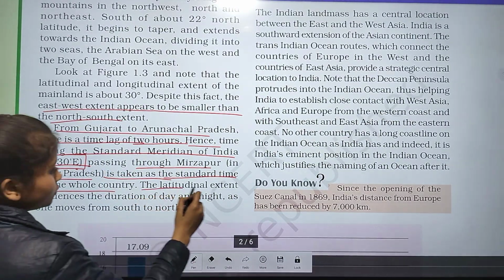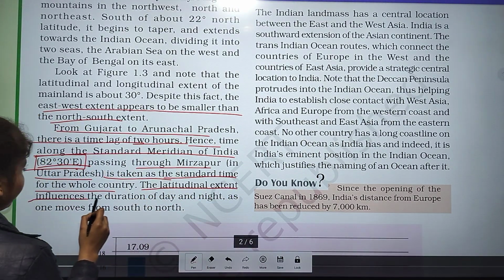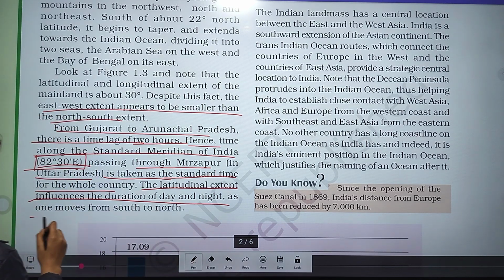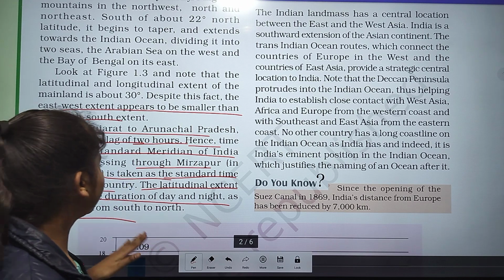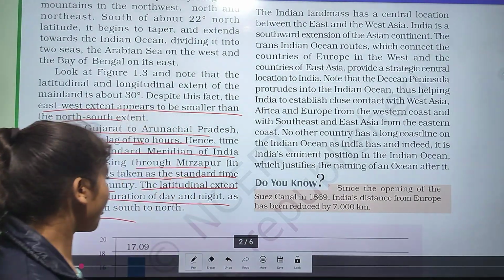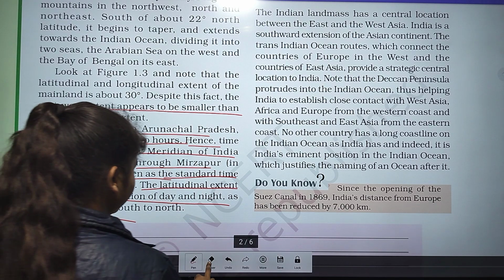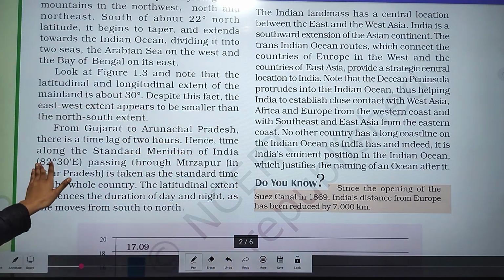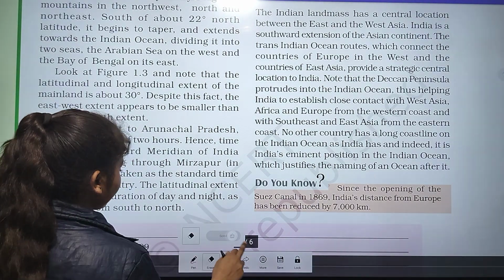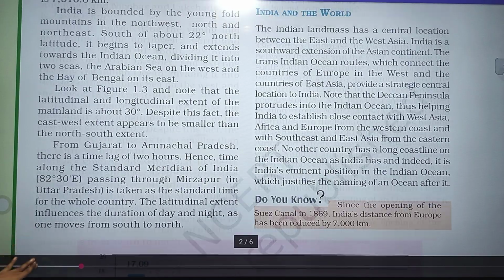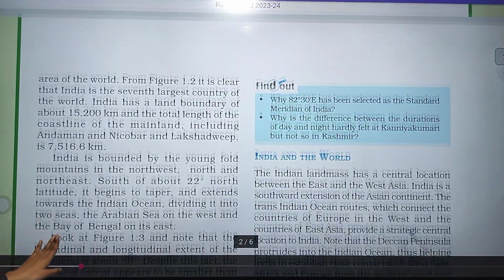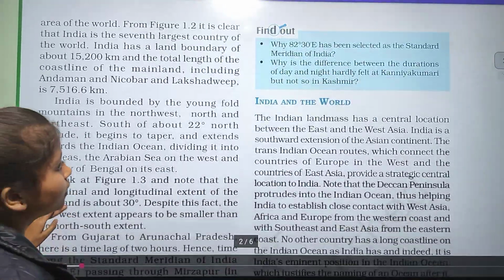The latitudinal extent influences the duration of the day and night as one moves from the south to north. Okay, what is the degree? 82°30', okay. You have to learn many things about this chapter, okay.